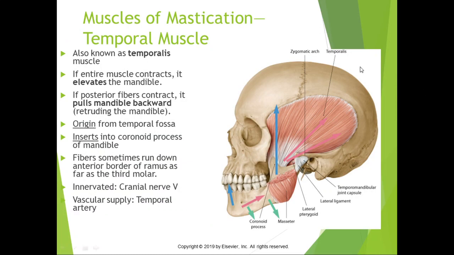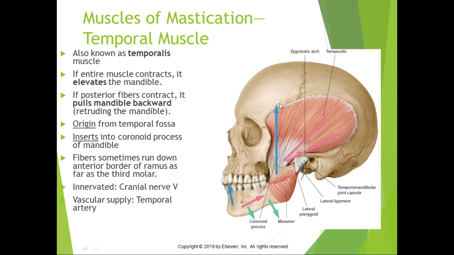The next muscle we're going to look at is called the temporalis muscle, or the temporal muscle. We can see it's a fan-shaped muscle coming from the temporal region of the skull. If this muscle contracts, it's going to elevate the mandible again. It also has two parts, a superior and an inferior portion of this temporalis muscle.